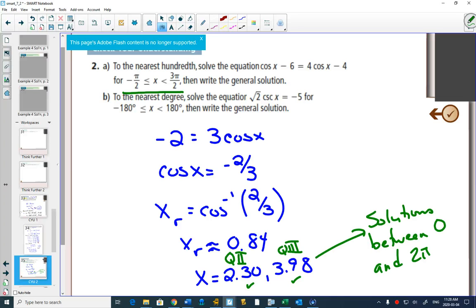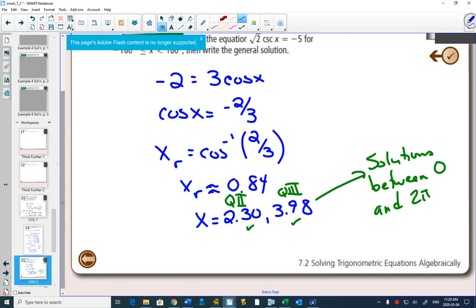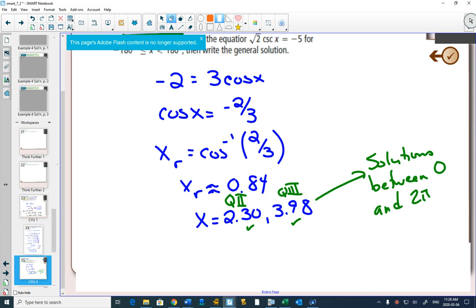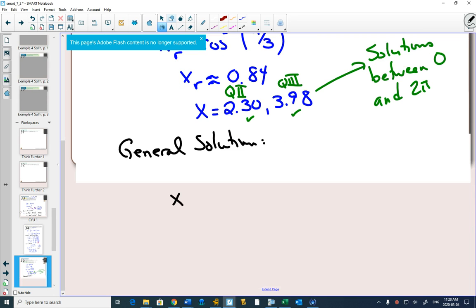Okay? But then it says, then also write the general solution. So for our general solution, we take our answers from 0 to 2 pi, so 2.30 and 3.98. We're in radians, so add 2k pi.